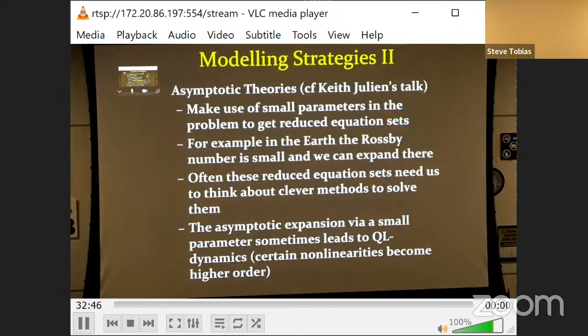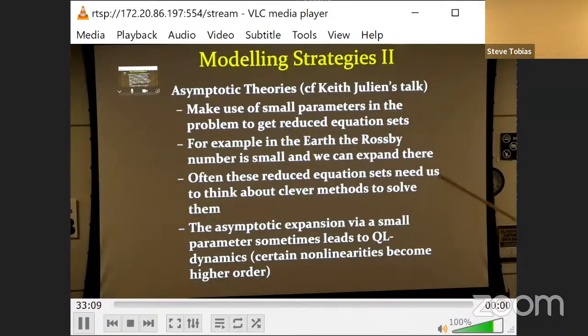This is great when you can do it. So there's asymptotic theories. Keith talked about these. You make use of the small parameters in the problem set to get reduced equations. For example, in the Earth, the Rossby number is small, and we expand perhaps in powers of the Rossby number. Often these reduced equation sets need us to think about clever methods to solve them.